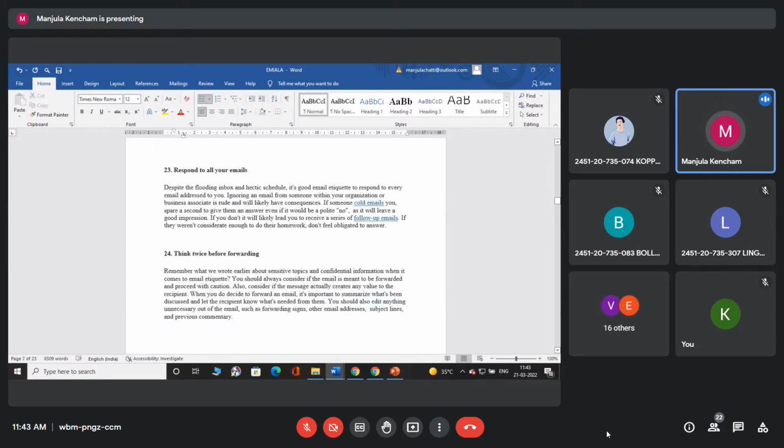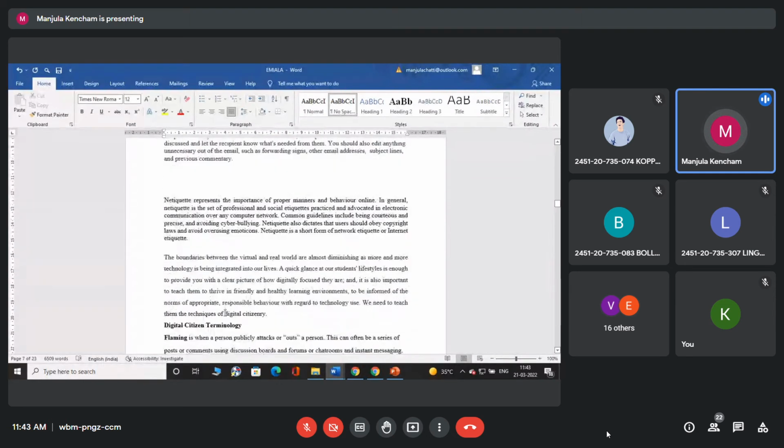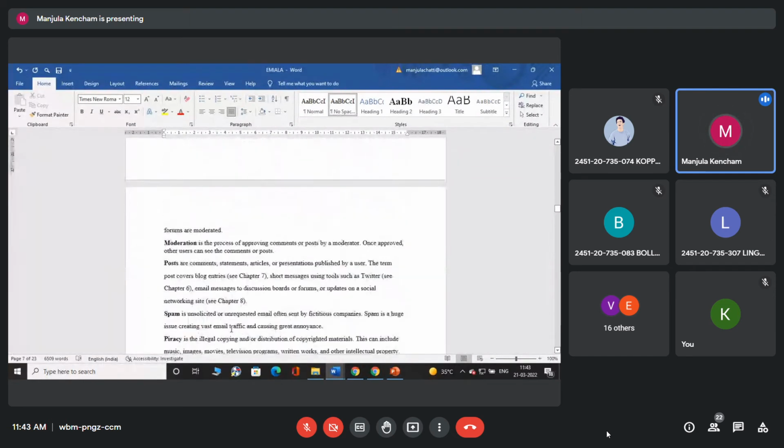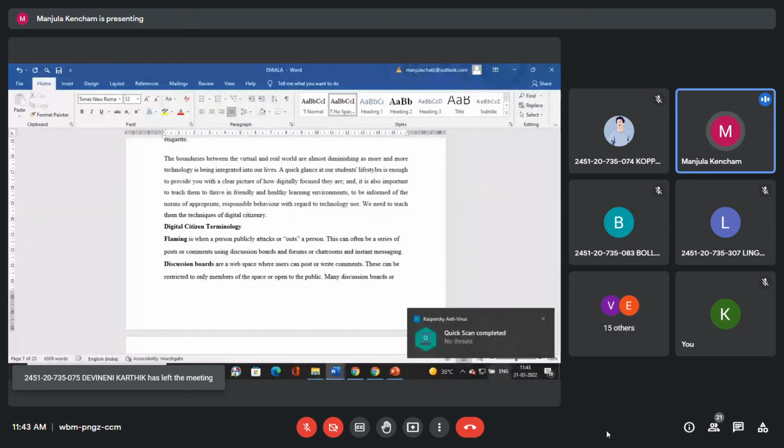Respond to all your emails, whether important or not important, you categorize. If it is not important, courtesy demands that you say not interested. Of course, there is a possibility of spam and other things related to it. Think twice before forwarding. Fine. Spam, these are the few terminology associated with emails which you should definitely know.